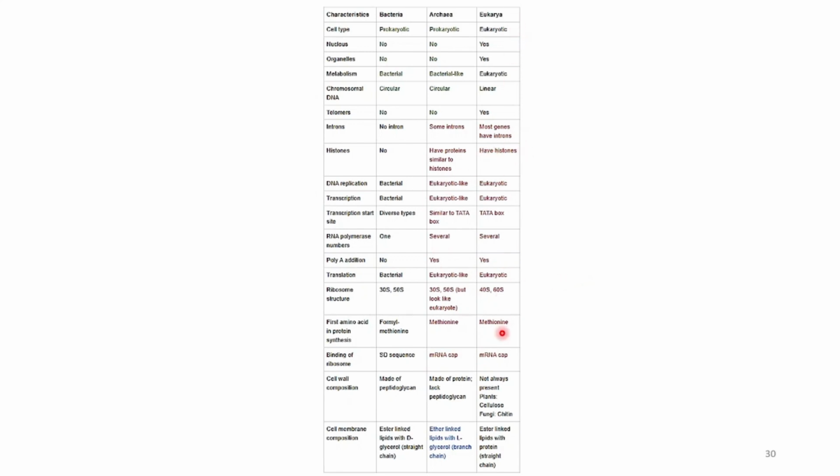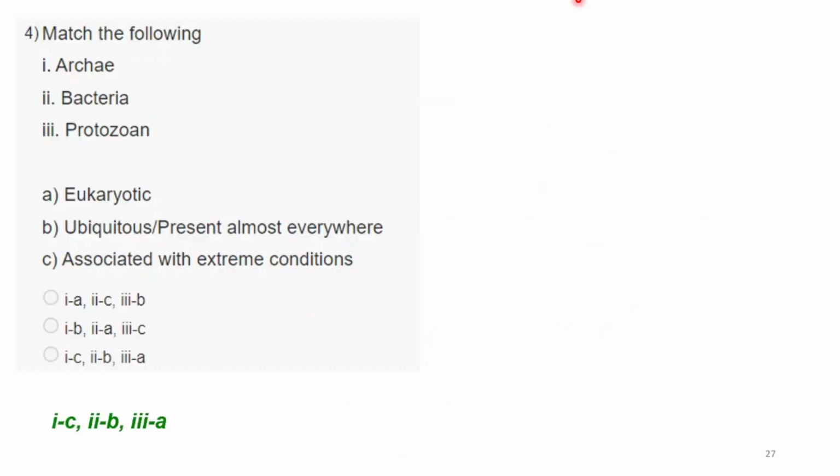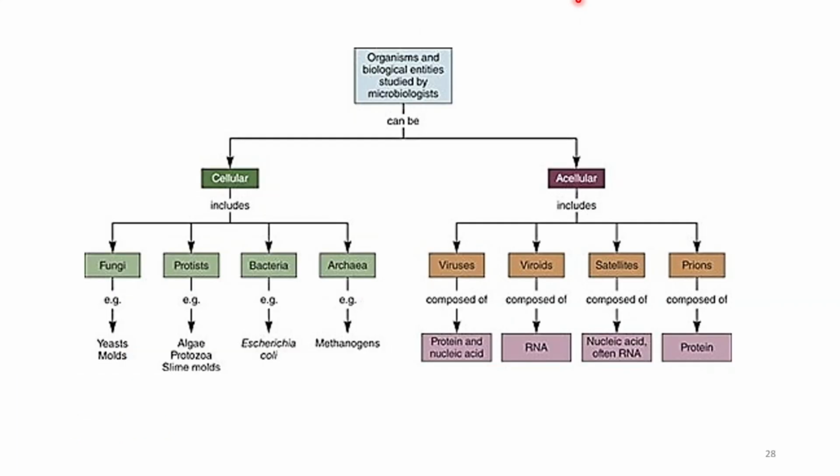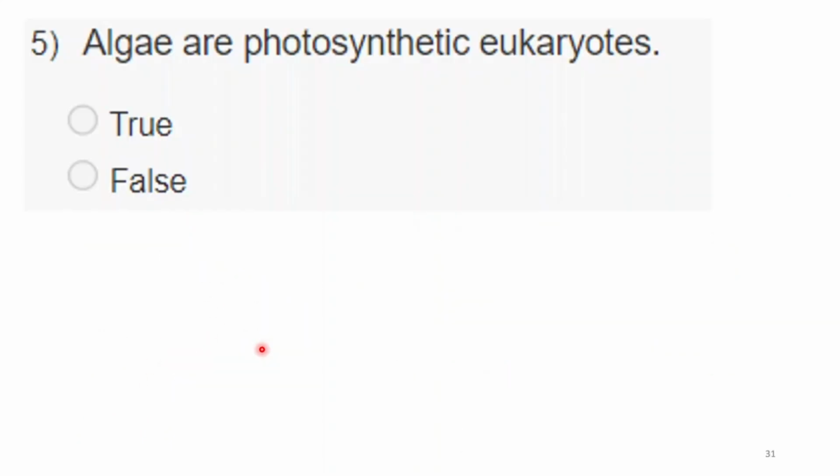There's also another column talking about eukarya. So this table basically sums up the differences between these three domains. So in this matching, archaea will match with extreme environments, bacteria will match with ubiquitous, present almost everywhere, and protozoa is a eukaryote. So this is how protozoa falls in the protist group, and it's basically a eukaryote.